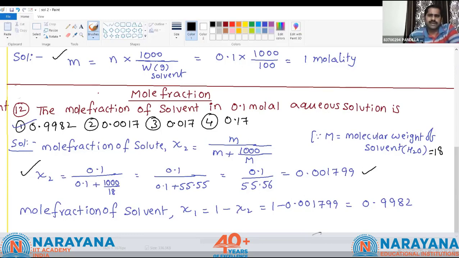Equal to 0.001799 mole fraction we got. So the solvent mole fraction is 1 minus the solute mole fraction, we got 0.9982. So students, this is the 12th question. Now I am going to give the explanation from the next one. Now I am selecting the next page.